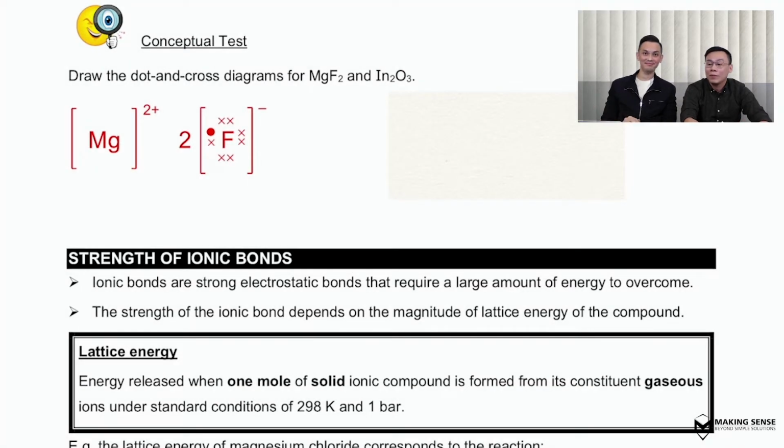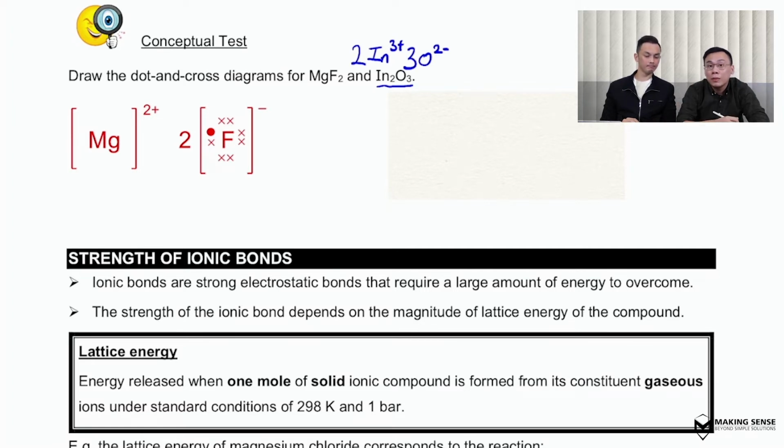Welcome back. All right. So I hope you guys have drawn the diagram. So the magnesium fluoride example is pretty straightforward, so you guys can just double check your answer. Alright, so let me try to explain to you the other compound, the indium oxide. When drawing the dot and cross diagram, the first thing you should do is to write down the ions first. So the indium ion and the oxide ion, you should be able to deduce that the indium has a charge of 3+, the oxide has a charge of 2-, and based on the formula, each formula unit contains 2 indium ions and 3 oxide ions.